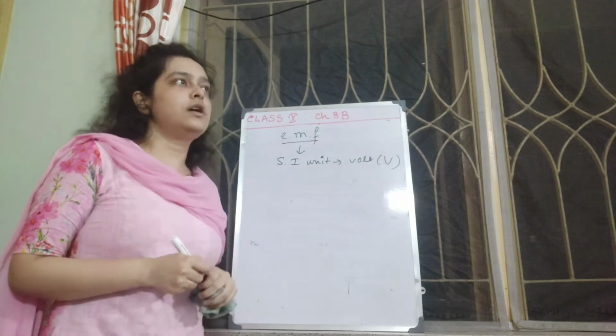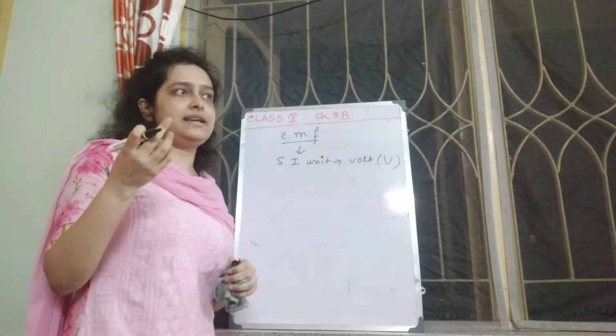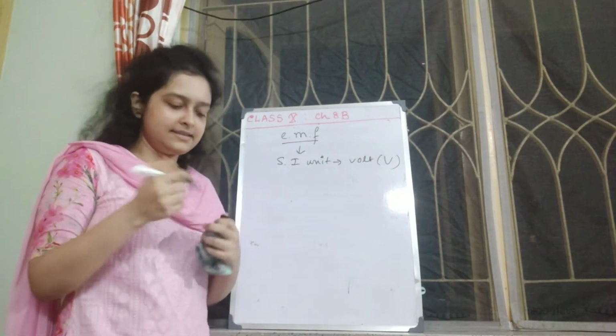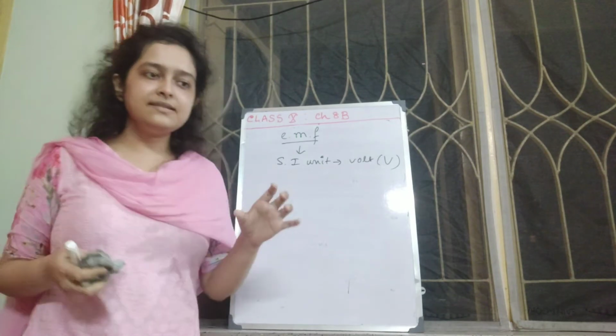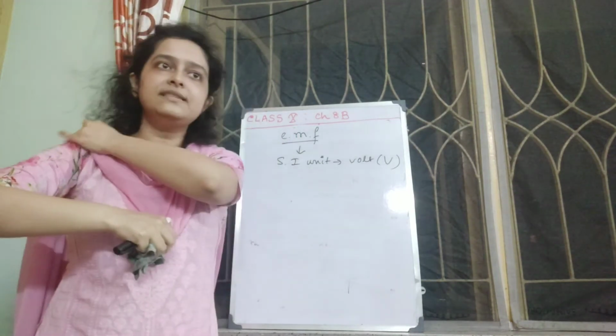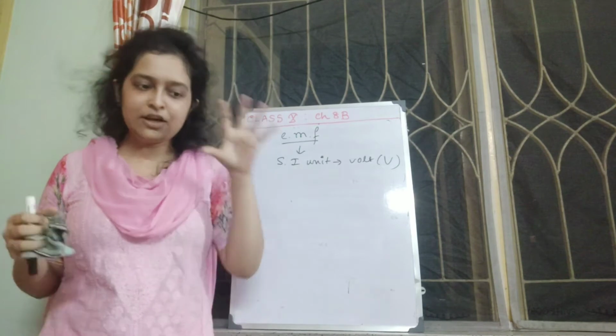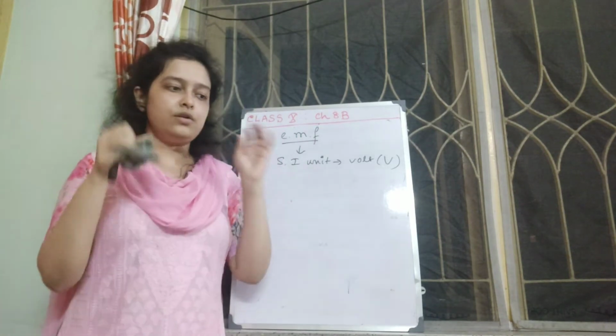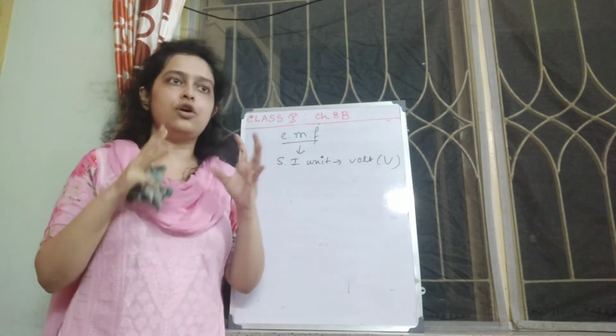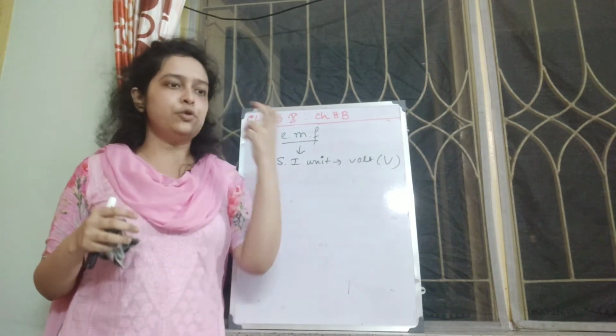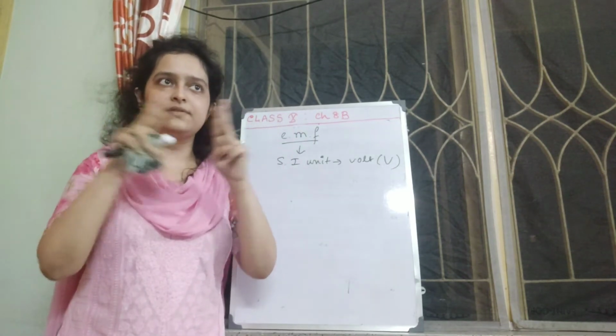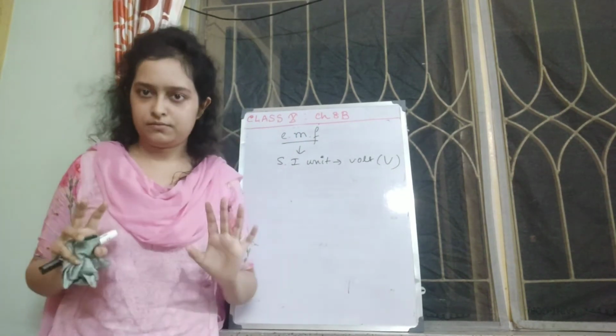So if I say the EMF of, say, a Leclanche cell is 2 volt, that means the electromotive force of the cell is 2 volt. In the open circuit condition, or when current is not drawn using that cell, the potential difference between the two terminals of the cell is 2 volt.